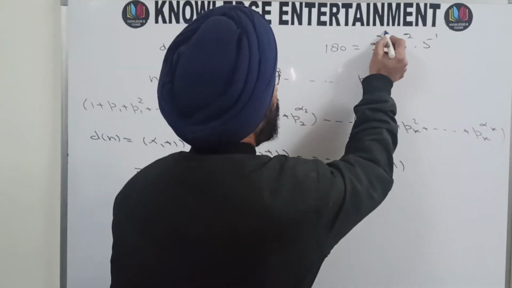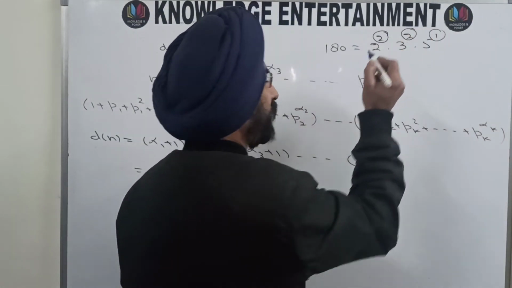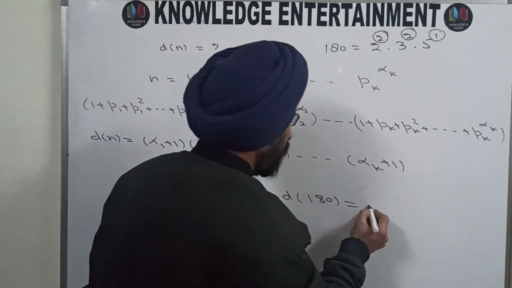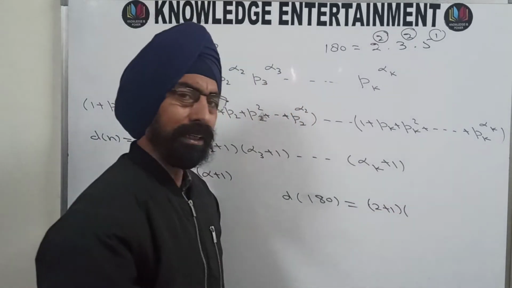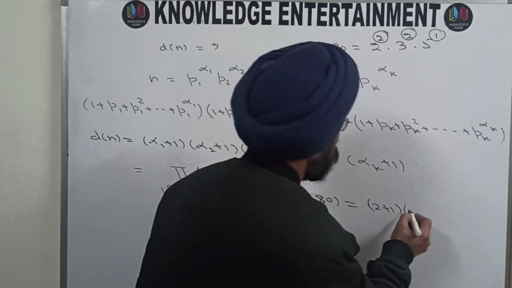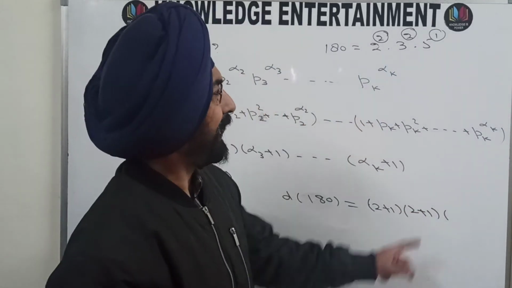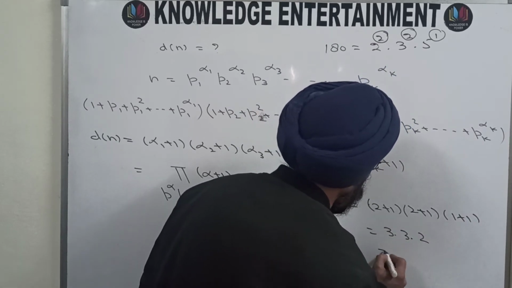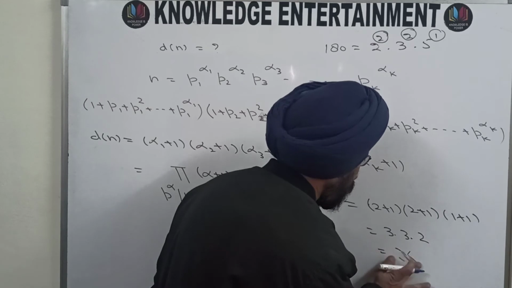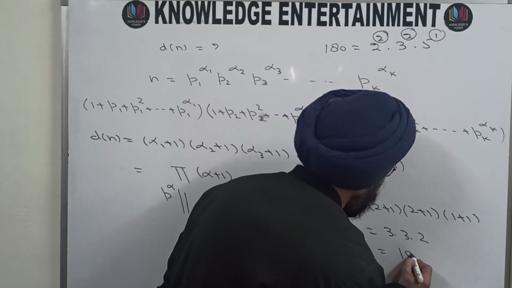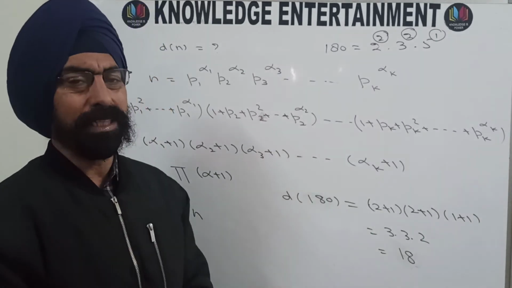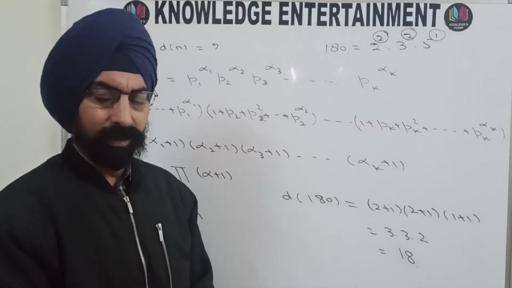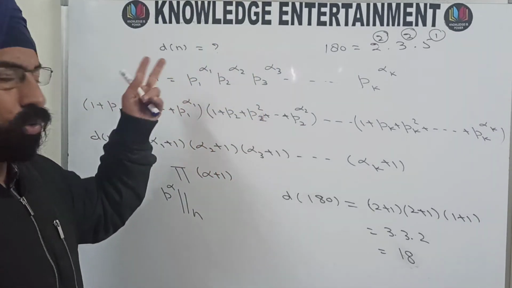So this is your alpha1, this is your alpha2, this is your alpha3. So what should be the value of d(180)? Alpha1 plus 1, so 2 plus 1, multiplied by alpha2 plus 1. Alpha2 is again 2, so 2 plus 1, into alpha3 plus 1, and alpha3 is 1, so it is 1 plus 1. That means 3 into 3 into 2, so 18. There will be 18 divisors of 180. So how many divisors of 180 are there? The simple answer is 18. So this is how to find d(n).